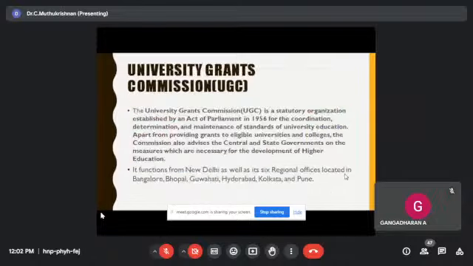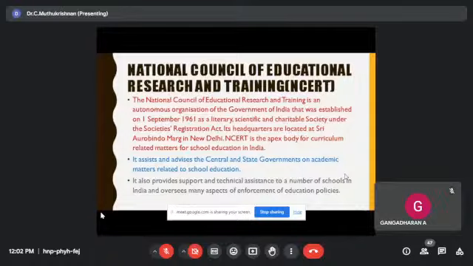So this is about the University Grants Commission, UGC, and after that we have to think about the National Council for Educational Research and Training, NCERT. You know very well. You might have appeared in many interviews in the NCERT. You might have got some idea about NCERT also. The National Council of Educational Research and Training is an autonomous organization of the Government of India that was established on 1st September 1961 as a literary, scientific, and charitable society under the Societies Registration Act. Its headquarters are located at Sri Aurobindo Marg in New Delhi.